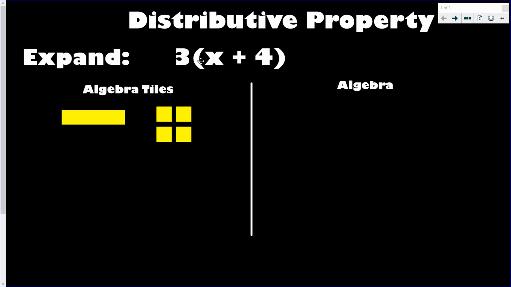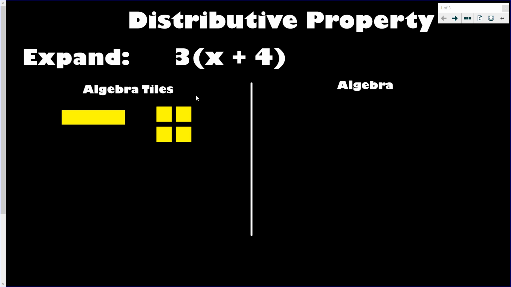That's literally what this is. Even though there's not a multiplication sign between the 3 and the brackets, anytime you have a number up against a bracket, that's what it means. 3 times x plus 4. I have literally 3 x plus 4s.